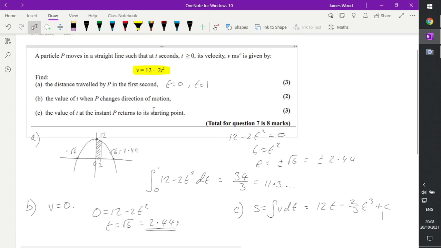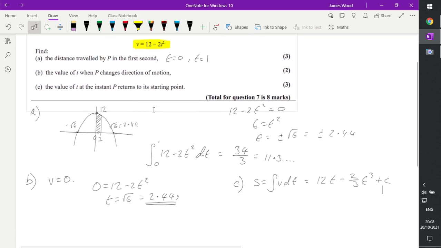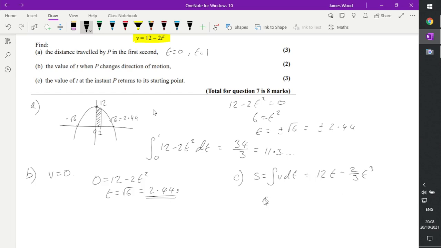Now, it doesn't give us any information about where it starts, so I think we can just assume that it starts at the origin and then calculate when does it return to the origin. Okay, so we're not going to include plus c, we're just going to make that plus 0. And we're going to find when does it go back to the origin, so when does it go back to displacement 0.